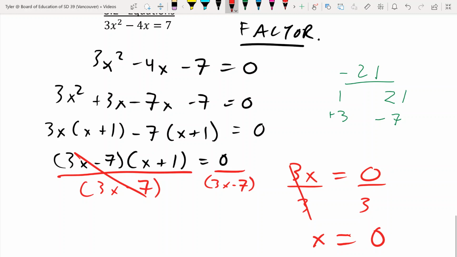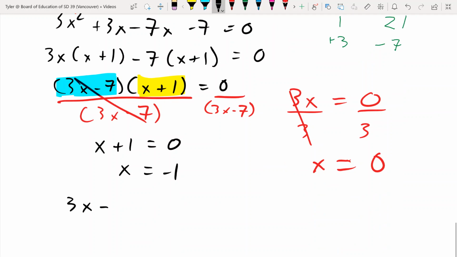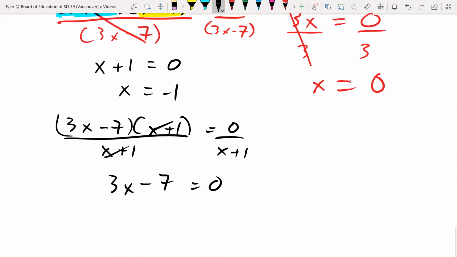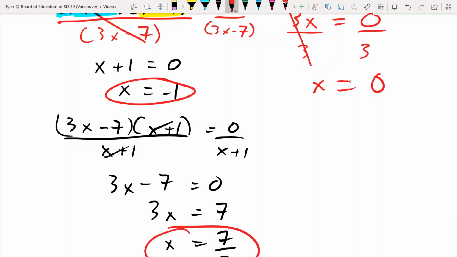Okay, so it's going to cancel out, and we're going to get x plus 1 equals 0, or x equals negative 1. Now, because we canceled out this one, we need to do it again, but instead cancel out this one. So I'm going to write it again so we can see it. I'm going to divide by x plus 1 on both sides. Cancels out. And then just solve. Yay. So what you will see is that we had two answers in the end. x is equal to negative 1 and x is equal to 7 over 3.